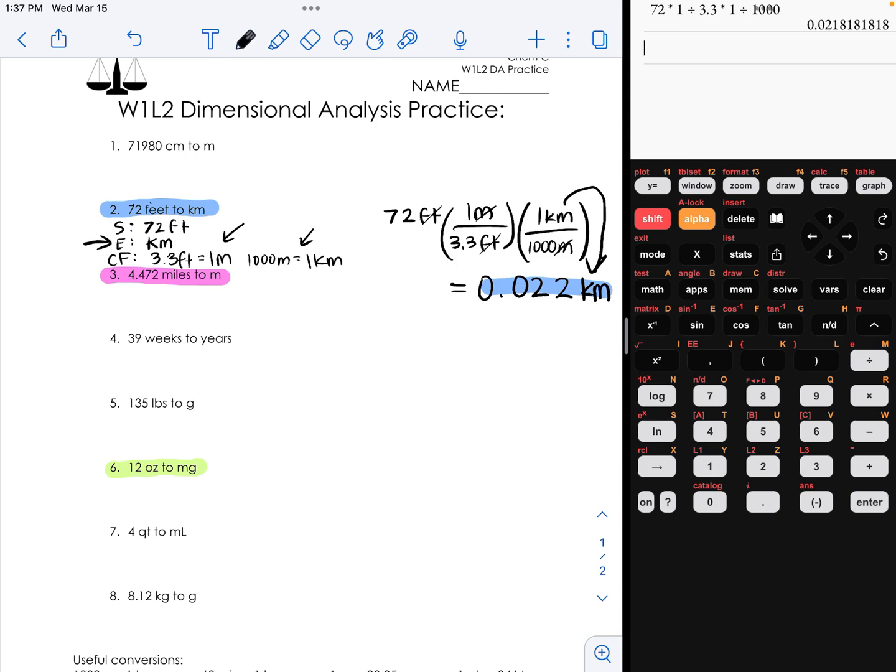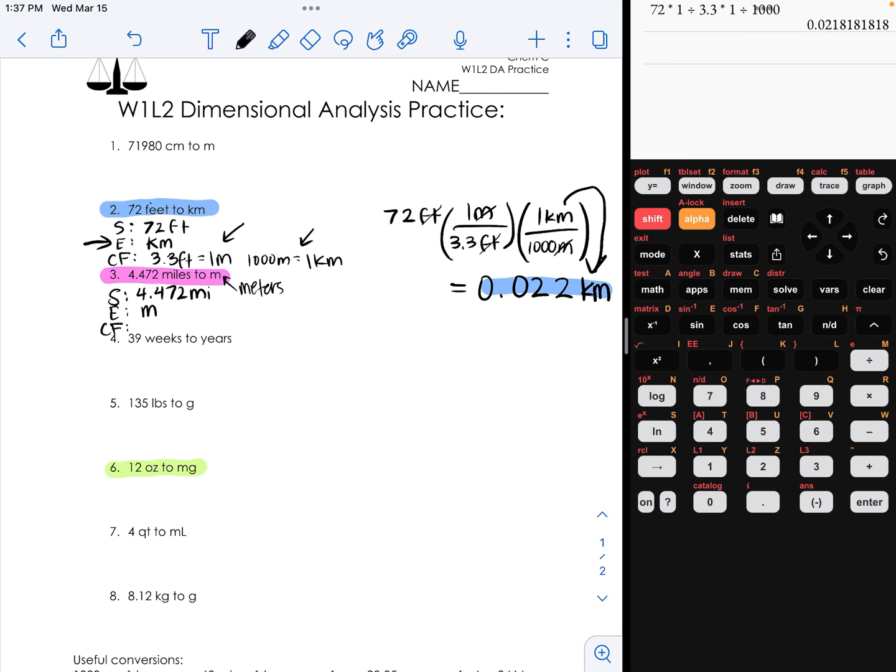Okay, we're going to do problem number 3 now. I want to start by defining my start, my end, and listing my conversion factors that I need. Pause and do that now. My start should be a number and a unit, so 4.472 miles. Miles is different than this M here. This M is meters. Don't forget that. My ending point is those meters, just a unit.